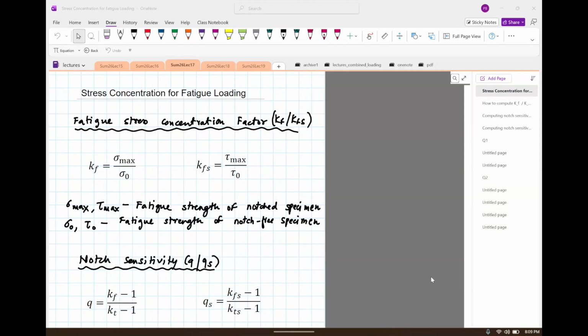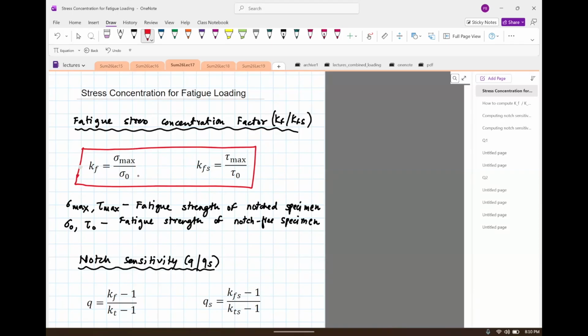So clearly, just like stress concentration increases the stresses, the dynamic part of the loading will lead to an increased stress, right? Because fluctuating loading leads to more stress than what you'd get with static loading. So what you expect is a treatment very similar to that of static loading. So what we do here is we define stress concentration factors for fatigue loading, which are similar to the ones for static loading. They are the ratio of the maximum stress divided by the nominal stress, just like before.